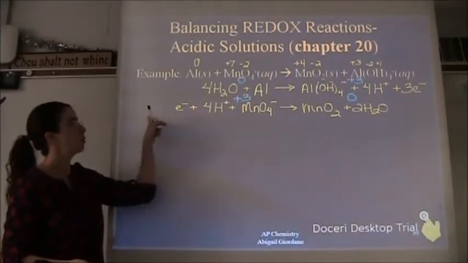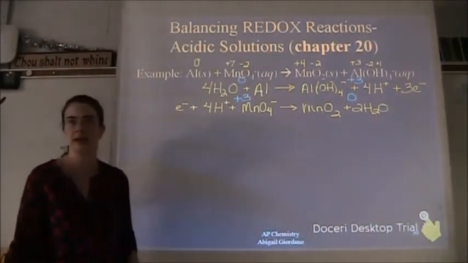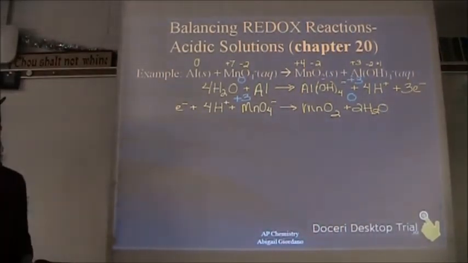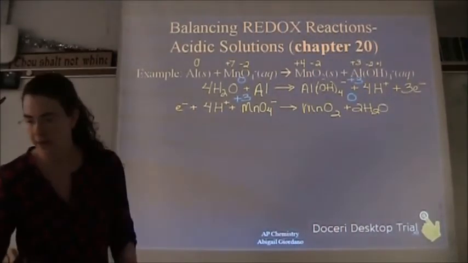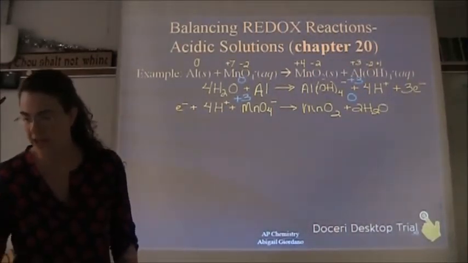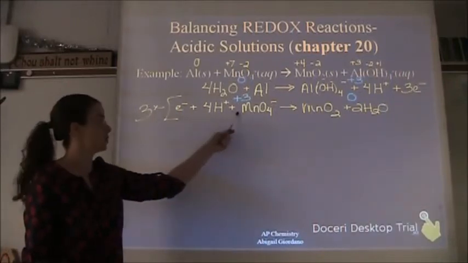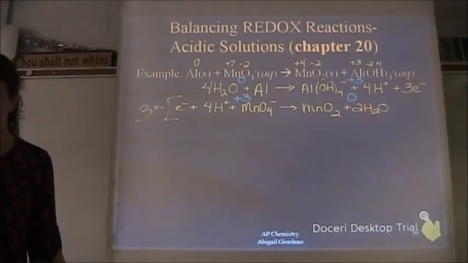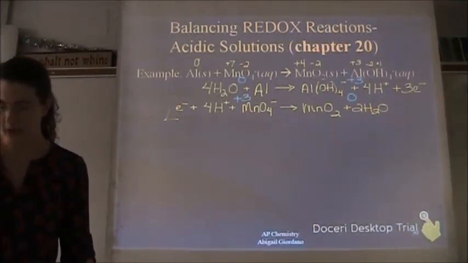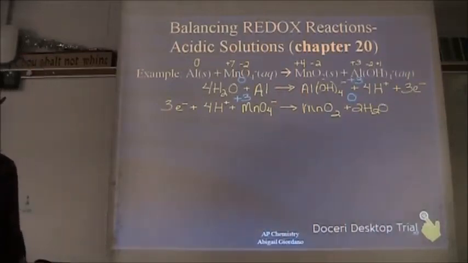Ladies and gentlemen, what would I have to multiply this entire equation by to get those electrons equal? 3. I would multiply this entire equation times 3, which means this coefficient will change. This one, this one, this one. You adjust all of your coefficients. All right. Now, I didn't have to do that in this case because it just so happened for them to come out equal.